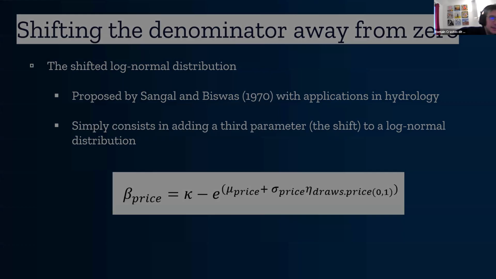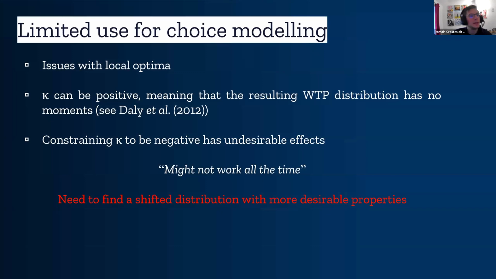So let's move on. The thing is, the shifted log-normal distribution has limited use for choice modeling, because first of all, it has issues with local optima. When you estimate your model, I have tried a bunch of specifications, and the model had a lot of trouble converging. But that's not the main problem. You can always have good starting values with your model and so on.